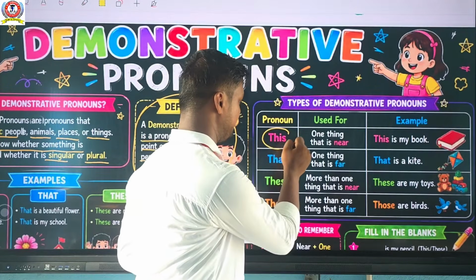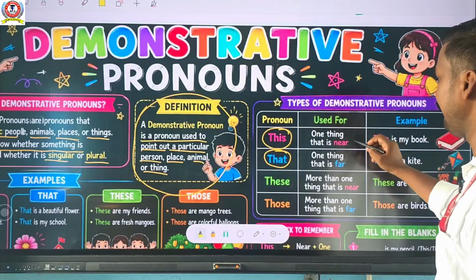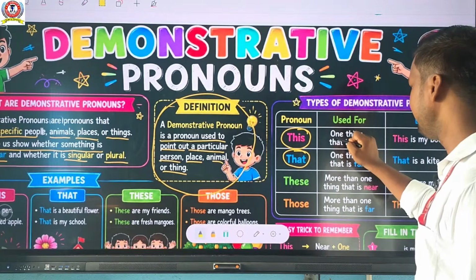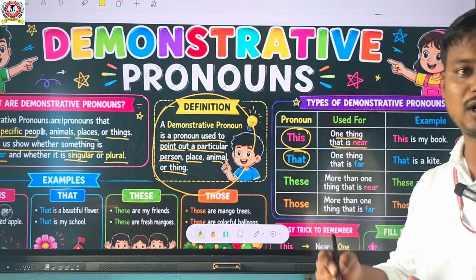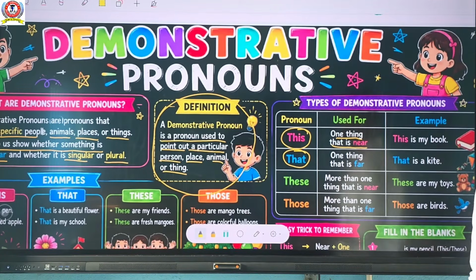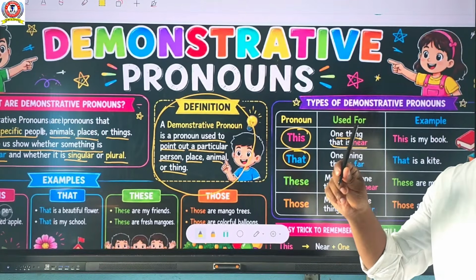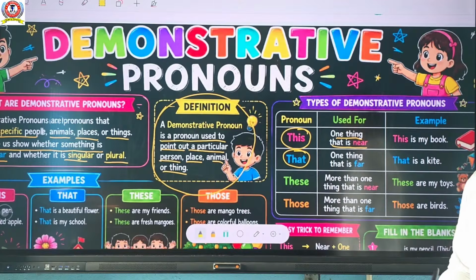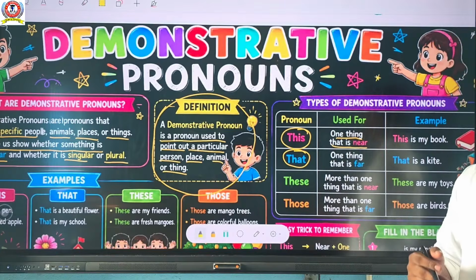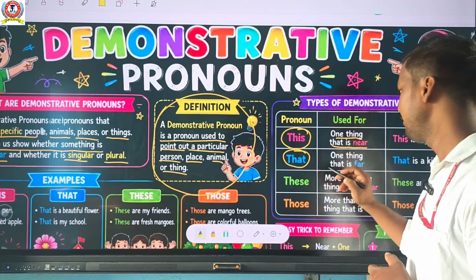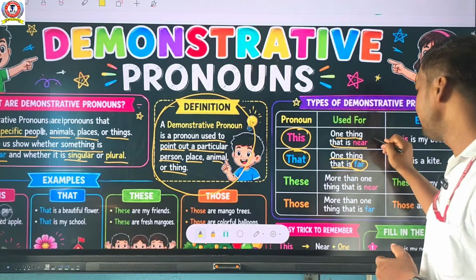First, we have to know about the use of this, then that. This is used for one thing that is nearer. Near, that means the thing that is close to you, for that you will use this. And the thing that is a little far from you, for that you use that. If I say this is a stylus. If I say that is the window. That means for the thing that is near me I use this, and for the thing that is a little far from us we use that. One thing that is far. Far means there is distance, and near means closer to you.